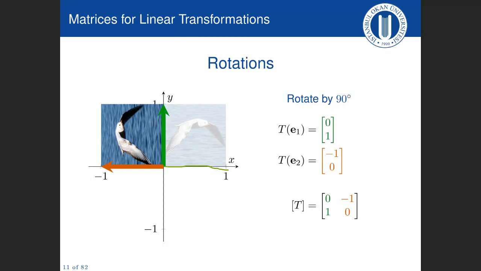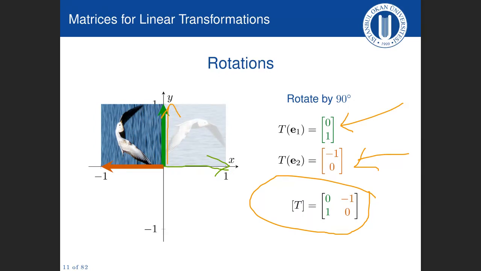So we start with the green vector here, and we start with the orange vector pointing upwards, and then we rotate everything by 90 degrees. We have our new green vector, T of E1 is (0, 1), and we have our new orange vector, (minus 1, 0). And then as soon as we got that, we can write down the standard matrix for this rotation.